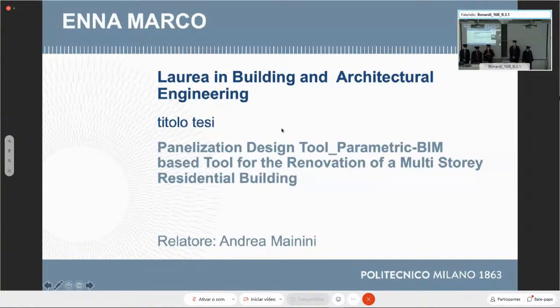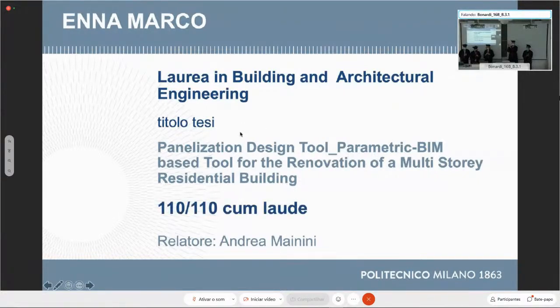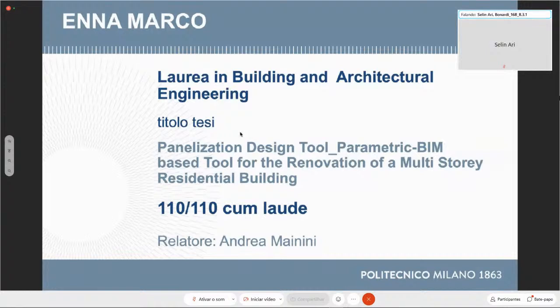Marco Enna, Panelization Design, Parametric BIM Basic Tool for the Renovation of a Multi-Story Residential Building. 110 lode. Grande Marco!